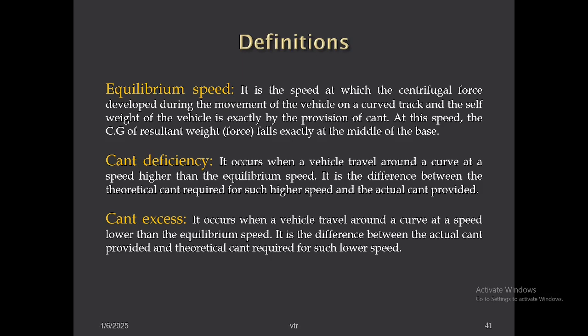So in this case, high-speed trains normally run at 130 km/h, whereas goods trains run at 60 km/h, and the situation for both speeds has to be satisfied. That is why we have to keep the super elevation in between. So when high-speed trains run on a curve, they experience cant deficiency, and when goods trains run on a curve, they experience cant excess. This is about cant deficiency, cant excess, and equilibrium speed.